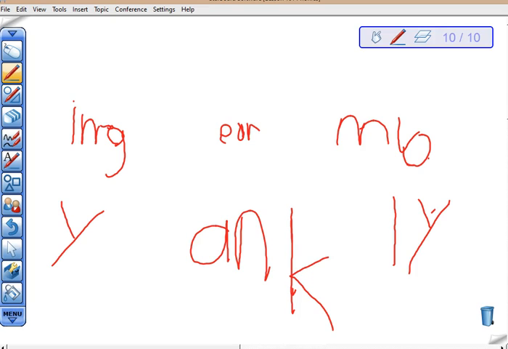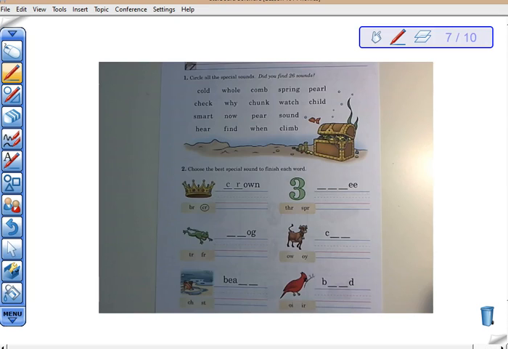Okay, take out your seat work papers or your folder. Number 1, we're going to circle all the special sounds we speak. Then it's asking you a question. You don't need to answer that on your paper. You need to count and make sure that you found 26. If you didn't find 26, you need to go back through there and look some more. You will find 26.